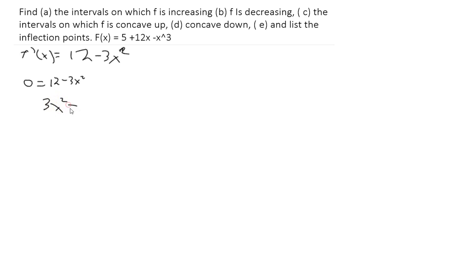3x squared equals 12. We added 3x squared to the other side, divide the whole thing by 3. We have x squared equals 4. And so x equals 2. x also equals negative 2. Okay, so these are our two critical points. And so we can set up a number line. And here, this is x equals negative 2. This is x equals 2.